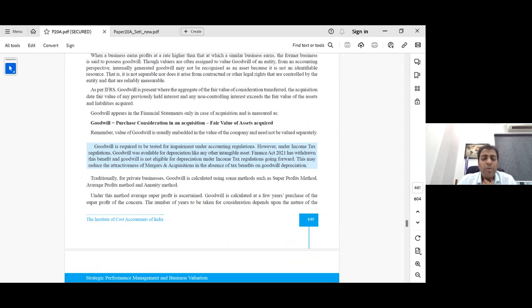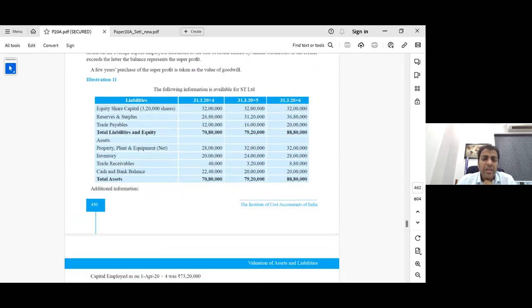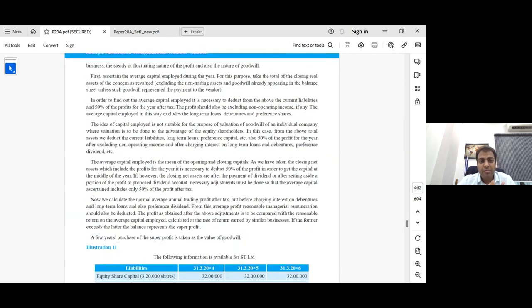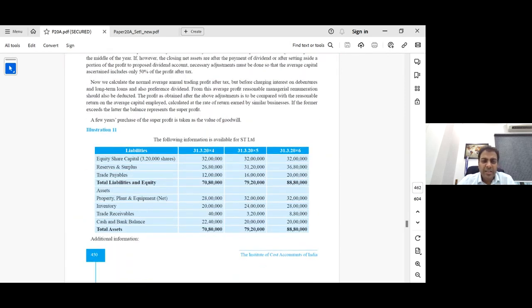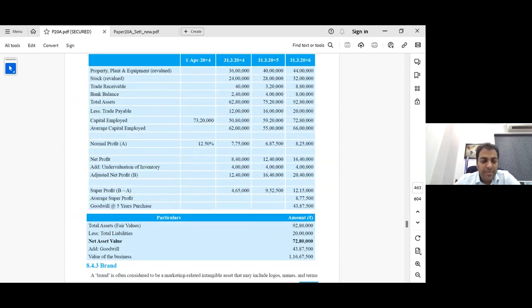Then we've given you a small note here that goodwill is not tax deductible anymore. However, what happens in case of an entity which is not a private company or a public company? In that case, there are some additional methods of valuing goodwill, which are covered in other parts or in other courses as well. So that is what we are capturing in this example.